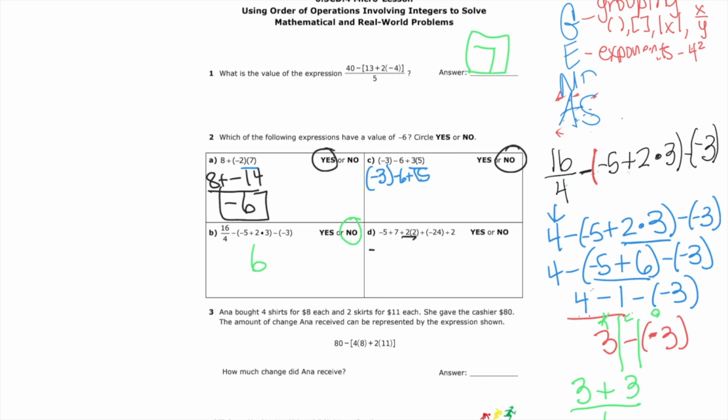So I have negative 5 plus 7 plus 4 plus a negative 24 divided by 2. I still have that multiplying and dividing operation, so I'm going to underline it, and I have negative 24 divided by 2. Remember, when you're dividing or multiplying, a negative and a positive is going to give me a negative number.